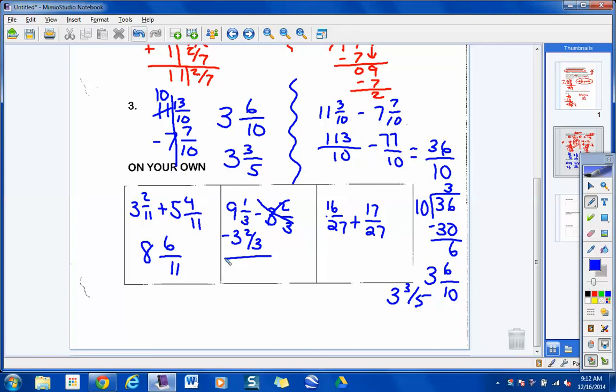So in that case, what are you going to have to do? Borrow from the 9. Turn the 9 into what value, Mason? 8. How about my numerator for the 1/3? What's that going to become? 4/3, right? Okay. If I'm borrowing from 1, to get your new number up top, you take the 3 plus the 1, which makes that a 4.